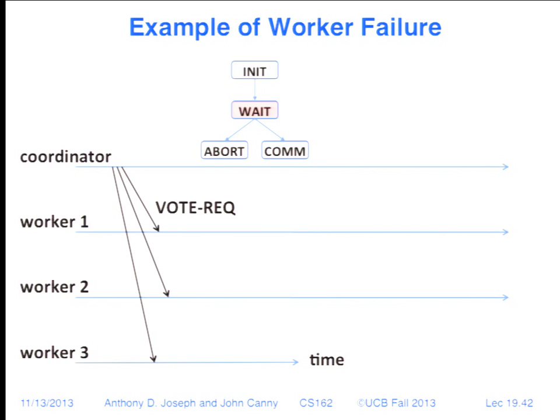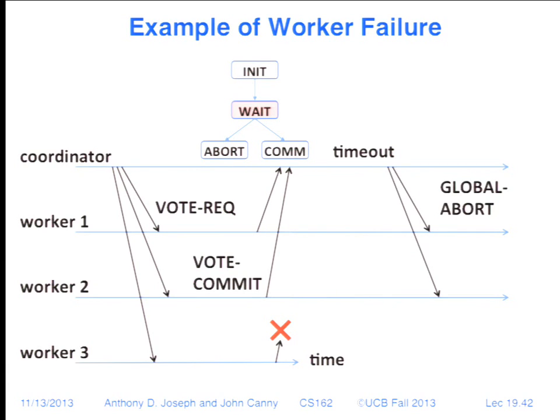And here's that situation with a timeline. The coordinator broadcasts vote requests. Some of them come back, one of the nodes dies or the message is lost. So after a timeout, the coordinator decides, okay, this didn't work out, and it'll send its abort message.